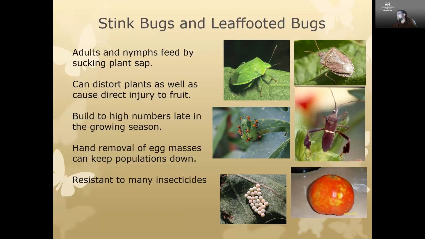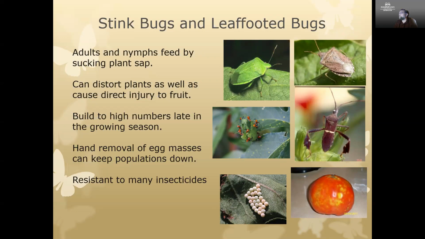But malathion is another insecticide that's very commonly used for control of stink bugs and leaf-footed bugs. One difficulty for stink bugs and leaf-footed bugs is it's really difficult to find an effective organic management tool for these. One of the permethrin type insecticides is going to be really your best bet there.